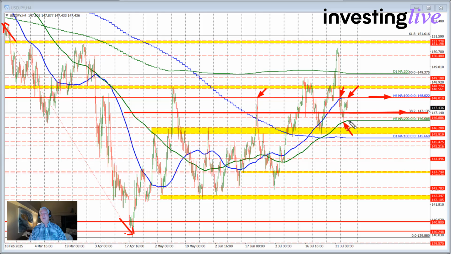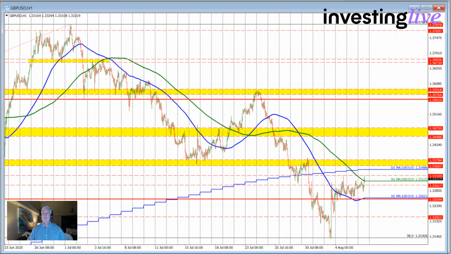The second level is 38.2. The third level is the 200-bar moving average on the 4-hour chart. We found support against that earlier this week. Finally, let's take a look at the sterling versus US dollar.